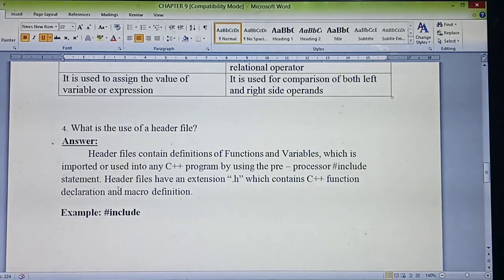A header file contains definitions of functions and variables which are imported or used in any C++ program by using the preprocessor #include statement. Header files have an extension .h, which contains C++ function declarations and macro definitions. An example is #include. Then you should write, I have marked now on page number 125, #include iostream. After that, you should continue.